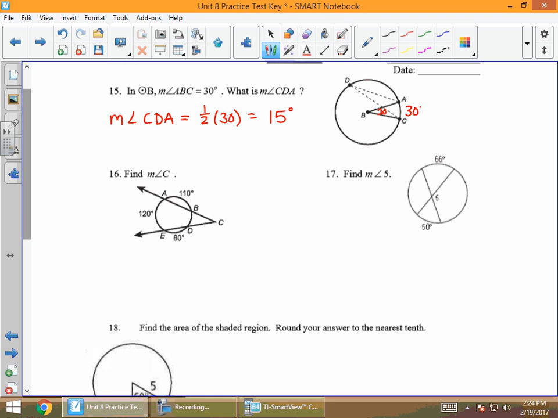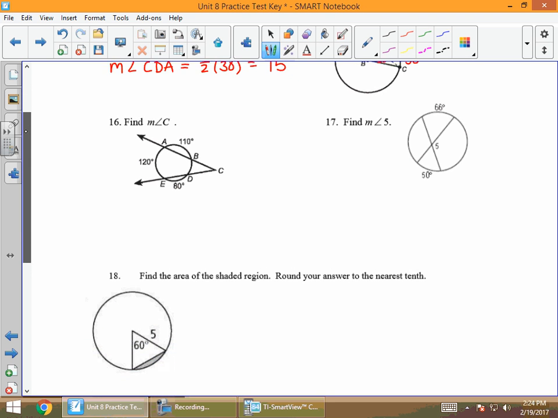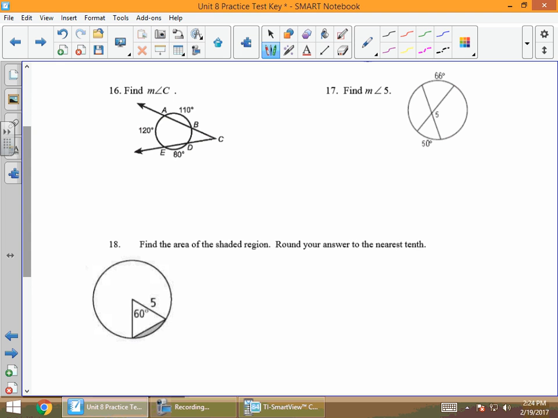Question number 16 wants us to find the measure of angle C. Measure of angle C is on the outside, so it is going to be half of the difference of the two arcs. The problem is I do not yet know what arc BD's measurement is. So I'm going to have to find that one first.